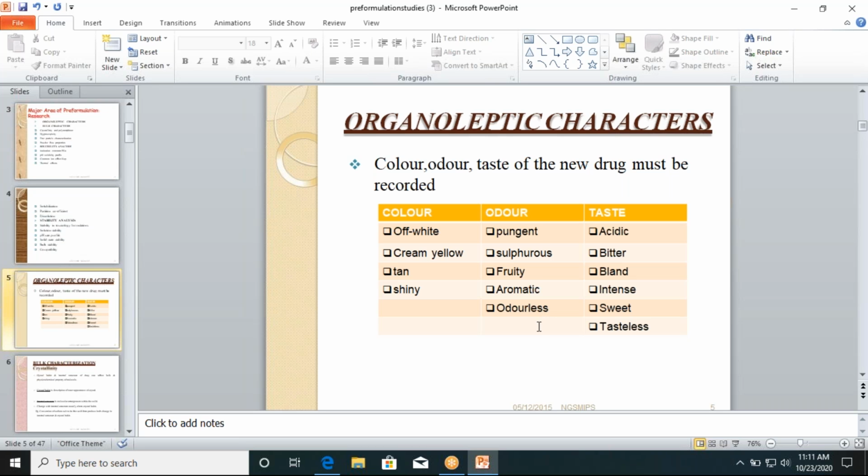So once you are determining this, once the organoleptic characters are determined, what are the different organoleptic characters I told? What may be the different organoleptic characters that you will be determining? Odor, taste, smell, texture, color. What are the different colors that you can be telling when you are seeing a drug? White, yellow.